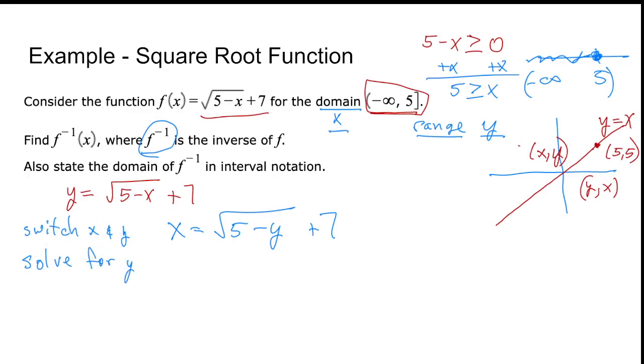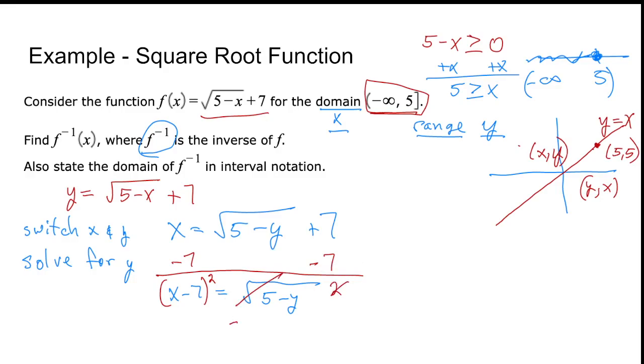So again, you see an order of operations. We've got the square root, can't quite get to the y yet, so we'll subtract 7 from both sides. That gives us x minus 7 equals the square root of 5 minus y. We've got to get that y out of the square root, and so what we do is we square both sides. So when you square a square root, that cancels out. So now we have 5 minus y equals x minus 7 squared.